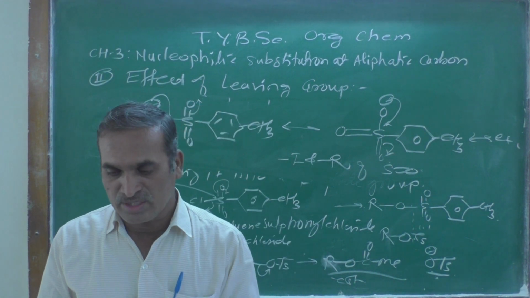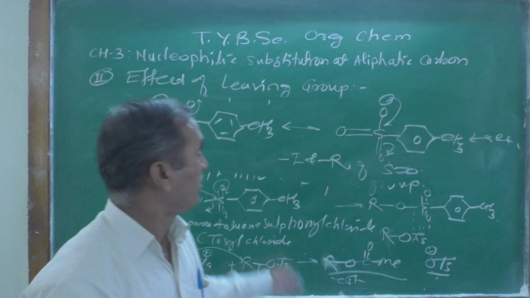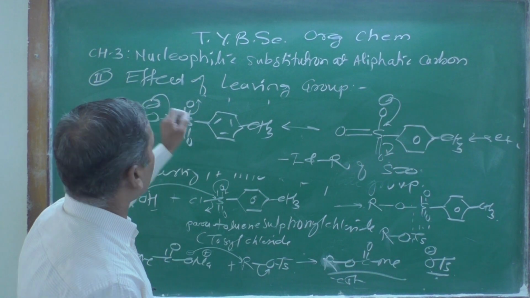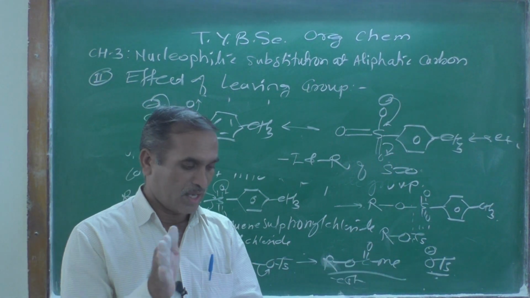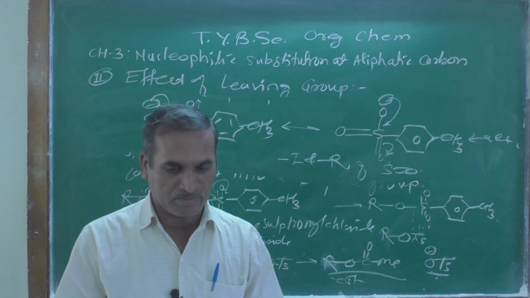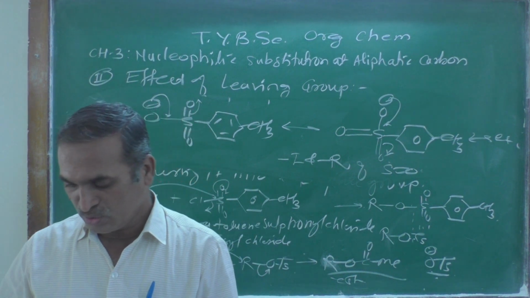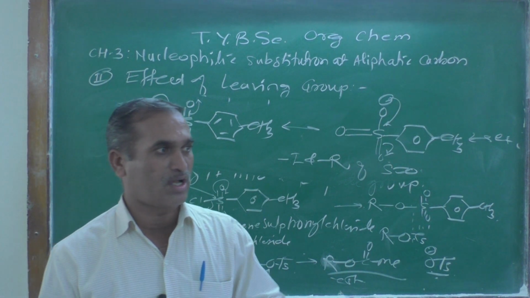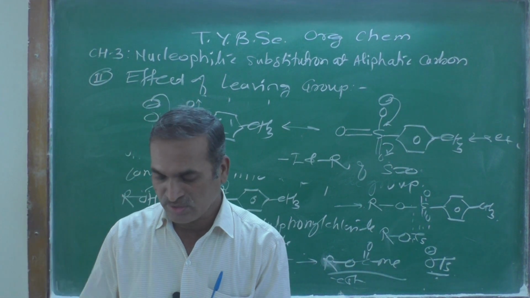I think with this we have completed the effect of leaving group, and from that we can easily find out what type of reactions there are, whether it is an SN1 reaction or an SN2 reaction.